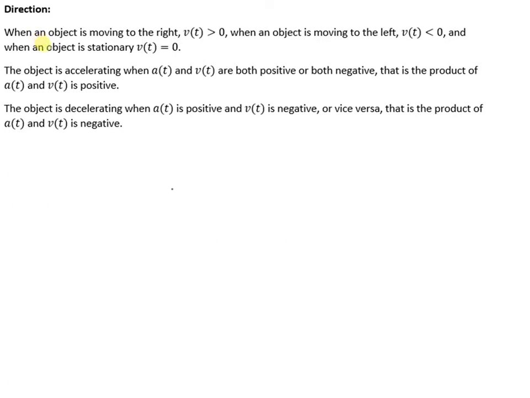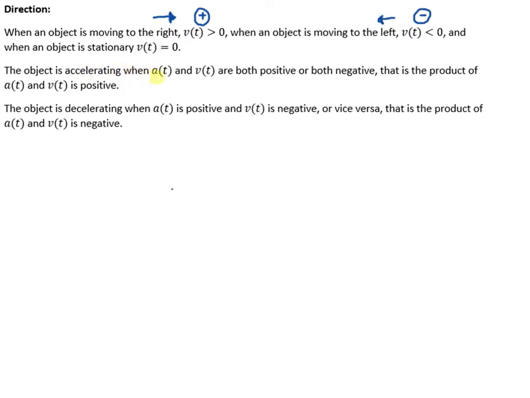So when an object is moving to the right, the velocity is greater than 0, so it's a positive number. When an object is moving to the left, the velocity is a negative number. Remember, the direction is built into the velocity. And when an object is stationary, the velocity equals 0. So that's not moving.